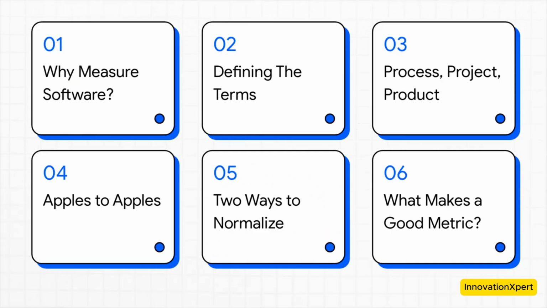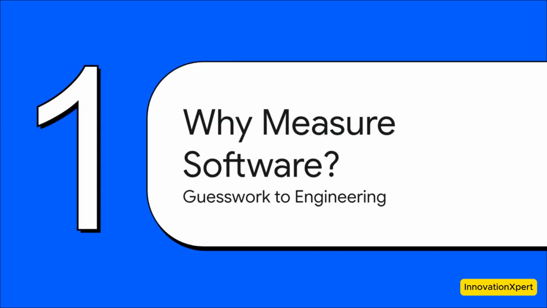All right, here's our game plan. We're going to start with the big why. Why even bother measuring software? Then we'll get our definitions straight so we're all on the same page. After that, we'll look at the different ways to slice and dice metrics, tackle a classic apples-to-apples problem, and wrap up by figuring out what actually makes a metric good versus just noise. Okay, let's dive right in.